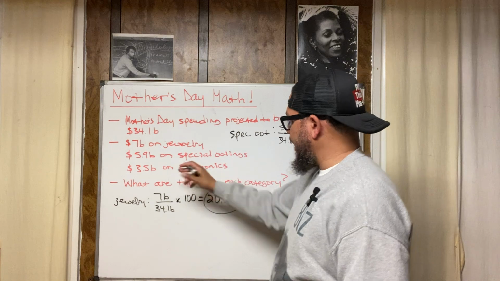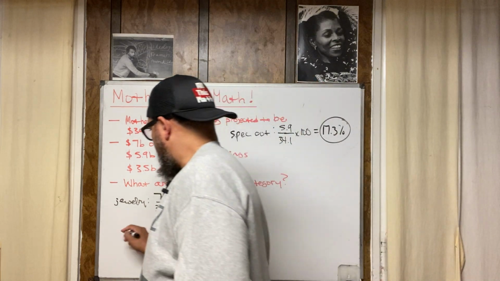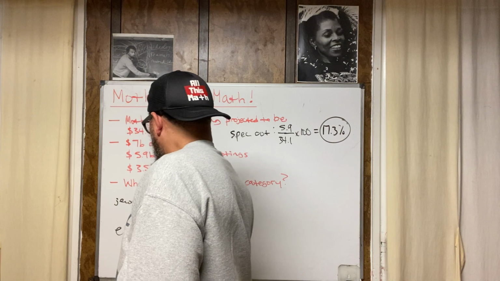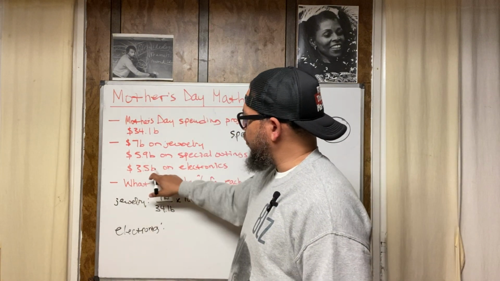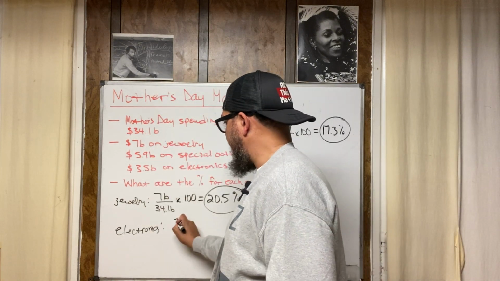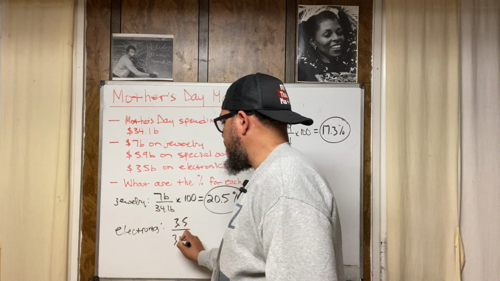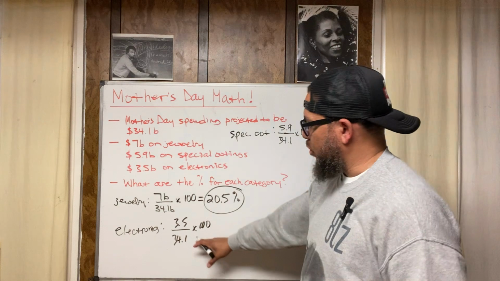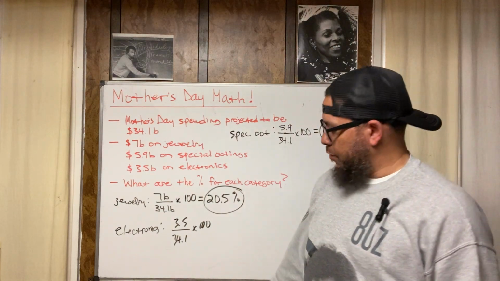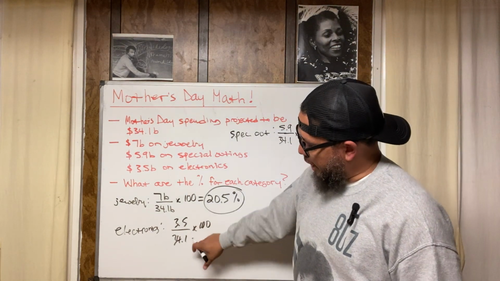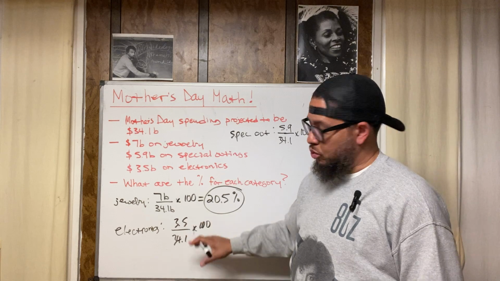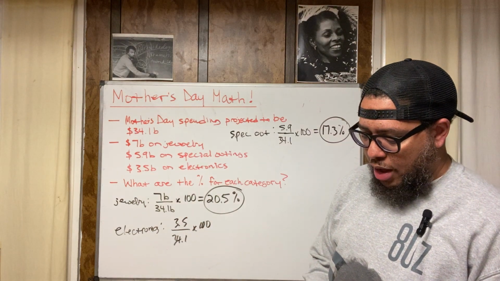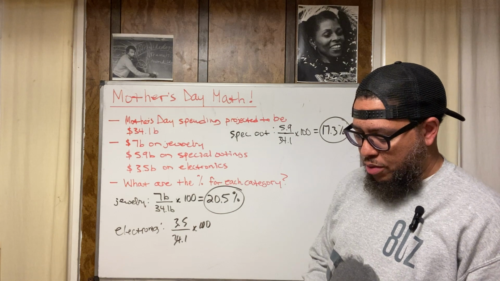All right, last but not least, electronics. So we're going to write electronics. And then our fraction is going to be 3.5 divided by 34.1. And I already told y'all, you better not be doing 34.1 divided by 3.5. We're not going bottom up. We're not defying gravity. We go top down. That's how we divide with fractions. When it's set up like a fraction, we divide top down. So you go 3.5 divided by 34.1.